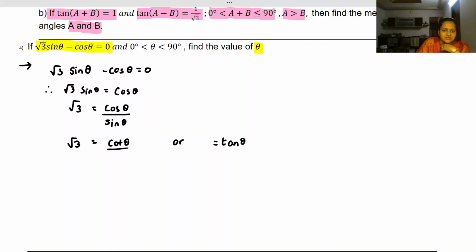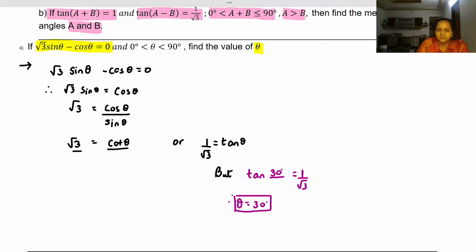If I've reciprocated this side, I'll have to reciprocate this side and I'll get 1 by root 3. Now tan of which angle is 1 by root 3? Tan 30. So can I say on comparison theta is 30? I have changed it to tan.